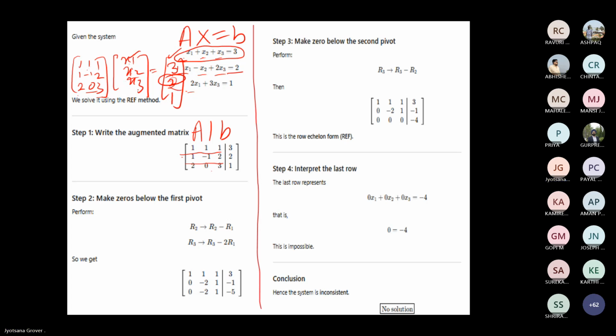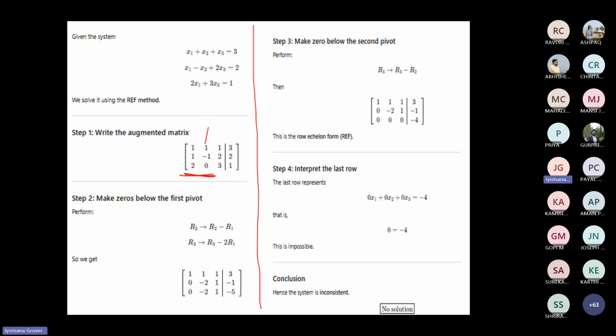That's it. Now this is your A, this is your B. B is your right hand side. So just write it as an augmented matrix. Augmented means you just append A with B. This is your A.